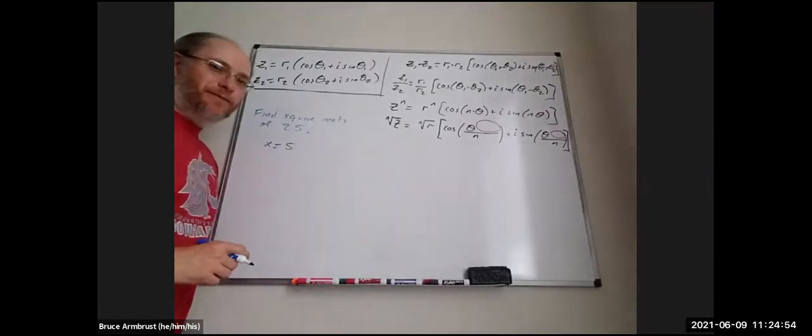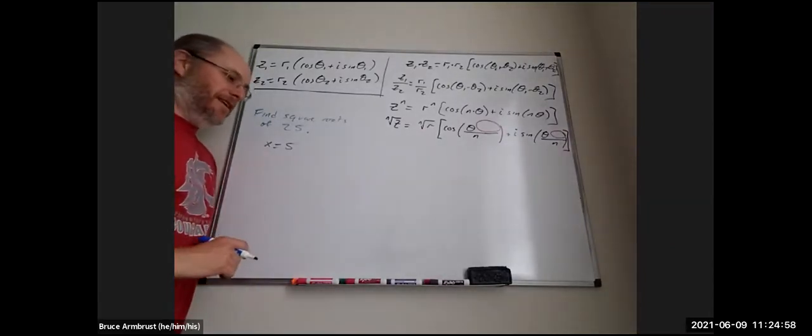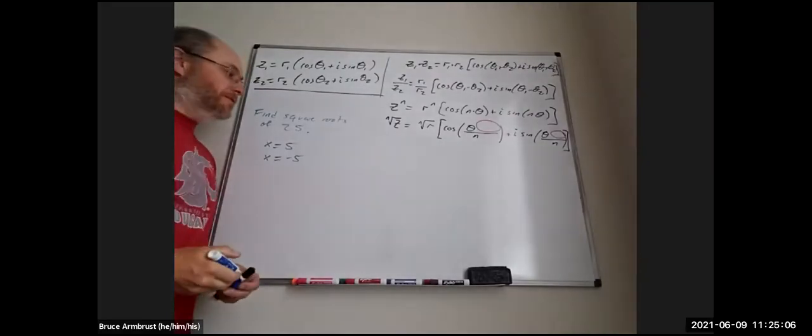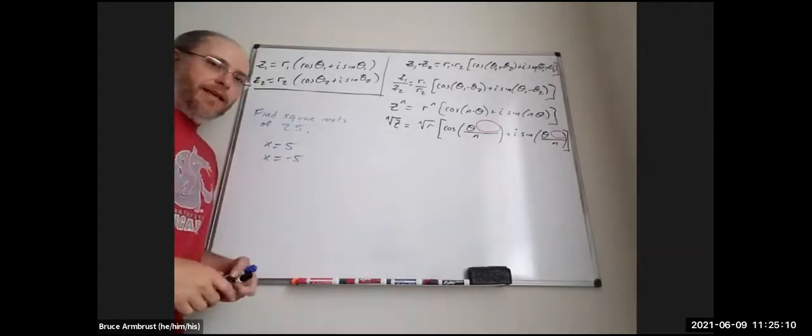5i. Okay. If you square that, you get negative 25. You're way overthinking it. Negative 5. How about negative 5? Right, there actually are 2 square roots of 25. 5 and negative 5.